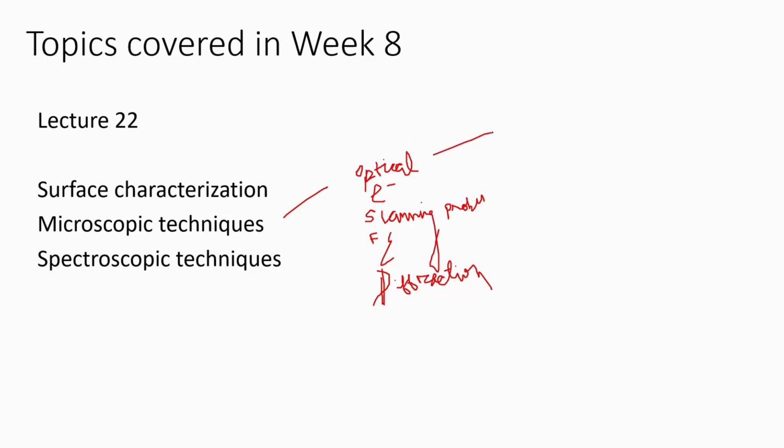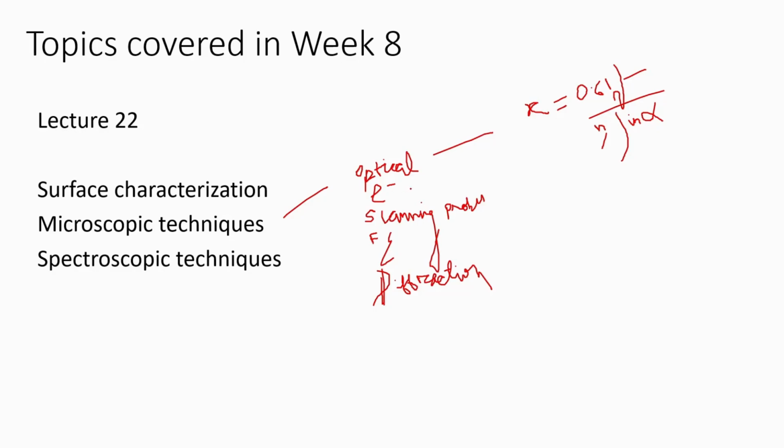First, the optical microscope. Basically these are low resolution as compared to other microscopic techniques, and the resolution power of an optical microscope can be given by x equals 0.61 lambda by n sine alpha, where lambda is the wavelength of light and n is the refractive index of the medium.